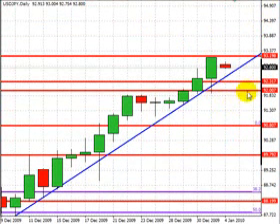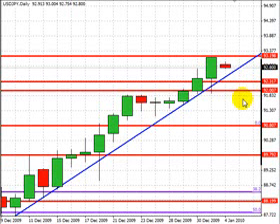First level of support will be at 92.30, followed by 92. Below that, we're going to be looking for 90.80, 89.80, and 88.20.